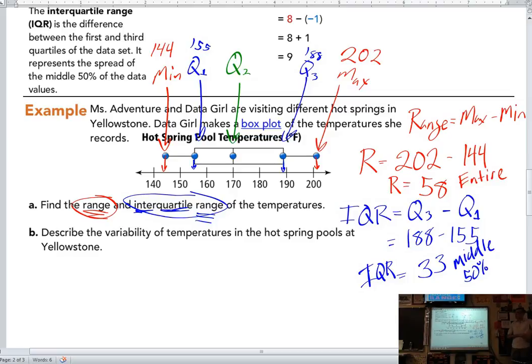So when we talk about describing the variability, so these are hot springs, right? It's like a hot tub, but it's natural. How would you talk to somebody about the variability of the temperatures?